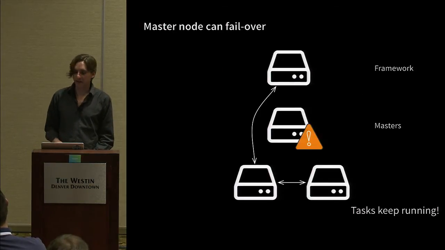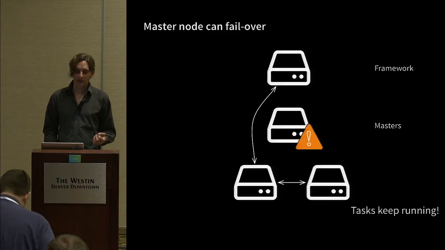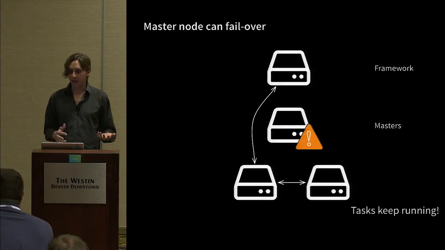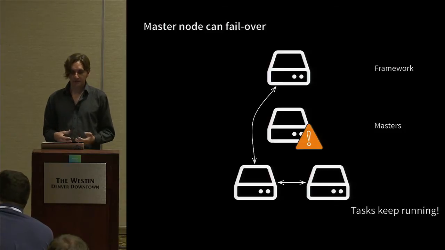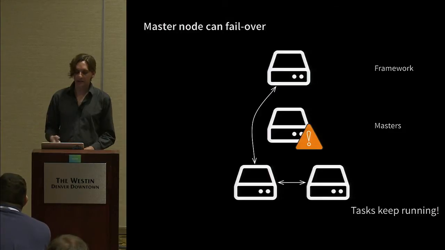Even the master can fail over, and the ZooKeeper quorum will just elect a new leader. The newly elected master will review a replicated log called the registry to recover its state about what frameworks and slaves were connected and what tasks were running where. Since failover to a new master is almost instantaneous, slaves keep running their tasks, and both frameworks and slaves will detect the new master in ZooKeeper and re-register with it.